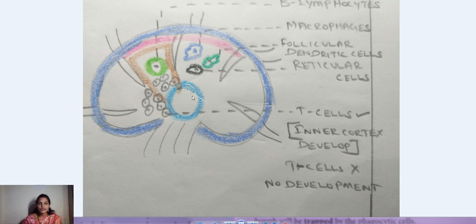So we have 800 lymph nodes all over the body. Whenever we have an infection, these lymph nodes will start working against the pathogens to kill them. So this mechanism is happening inside this lymph node.